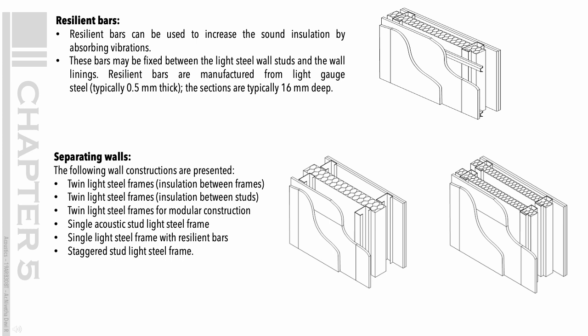Separating walls. The following wall constructions are presented. Twin light steel frames, insulation between frames. Twin light steel frames, insulation between studs. Twin light steel frames for modular construction. Single acoustic stud light steel frame. Single light steel frame with resilient bars. Staggered stud light steel frame.